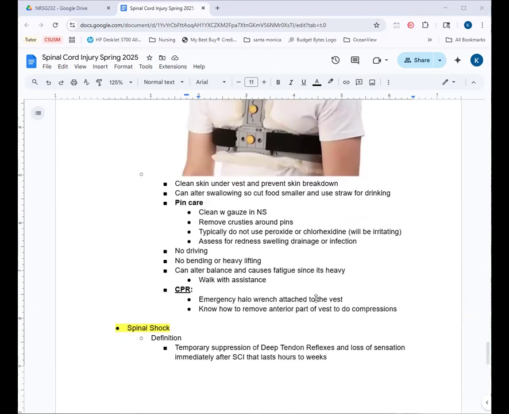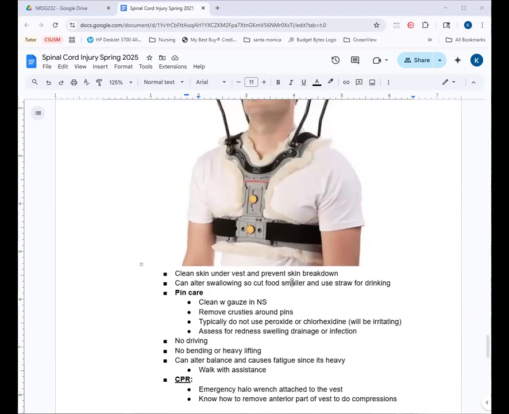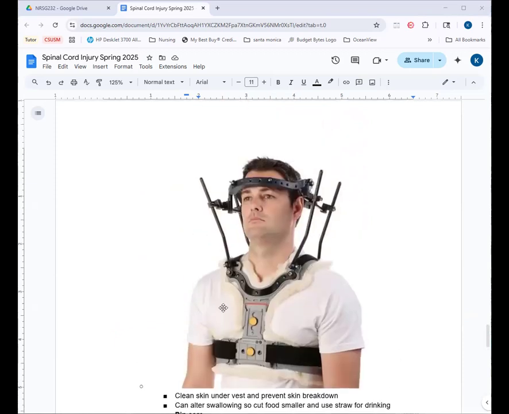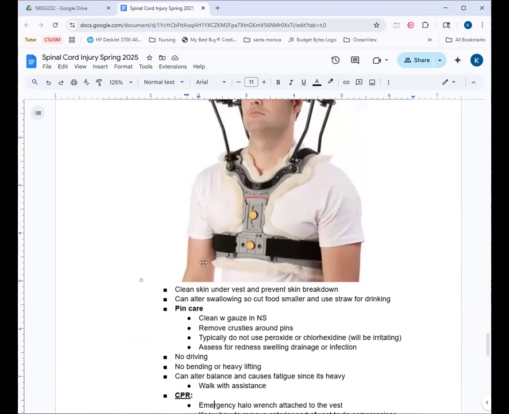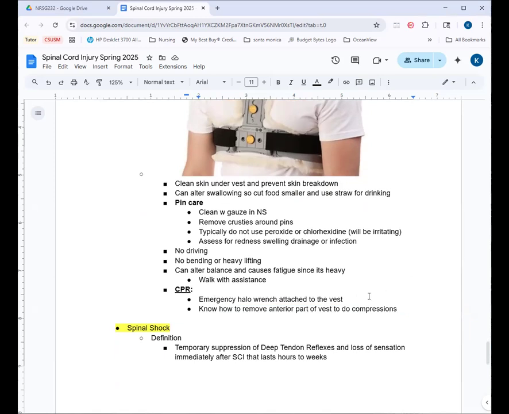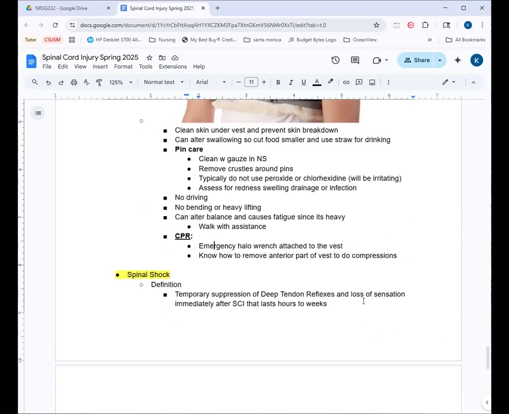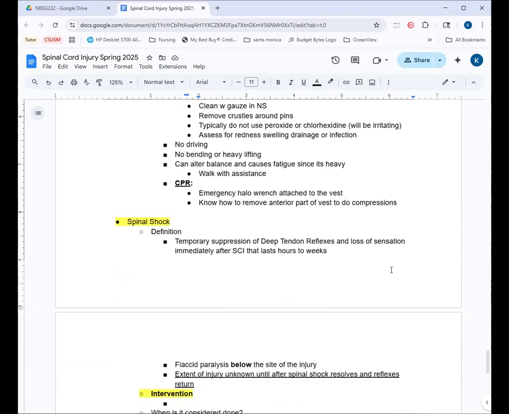No, thank you. But yeah, so for CPR, because you're kind of looking at this and it's like, huh, well, can't really do CPR with this whole thing in place. So they have a little wrench that's attached. I like how it just says know how to remove the anterior part of the vest to do compressions. I'm sure they're slightly different depending on which one you use. I've just never personally seen one, so I can't tell you how it is. But if you have a patient with one, please ask, because I don't know how to remove the front part to do compressions. But just know that there's something attached to it in the case of an emergency for you to do your compressions.